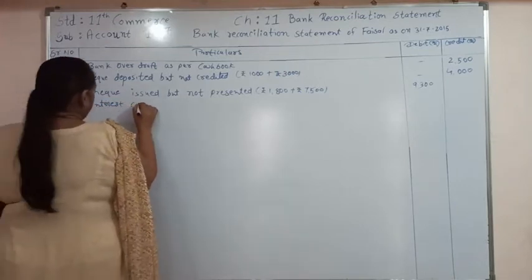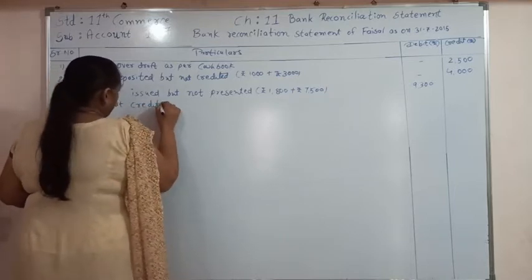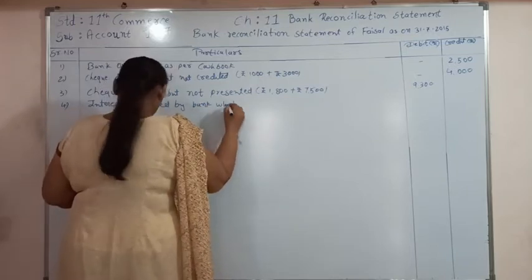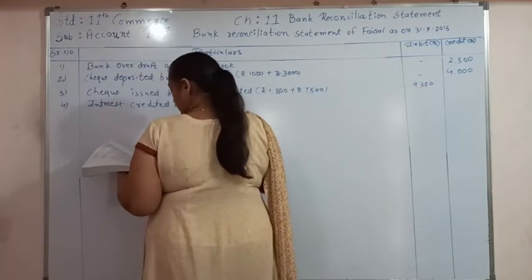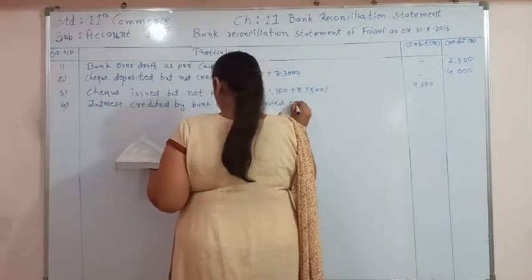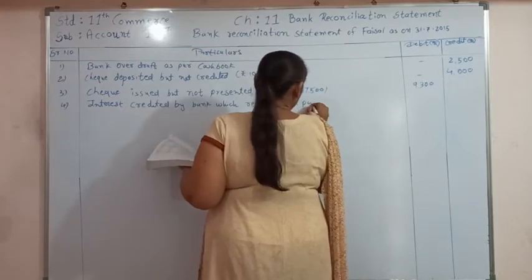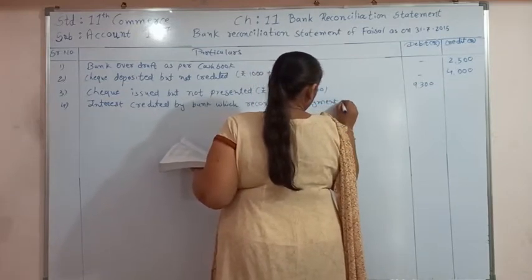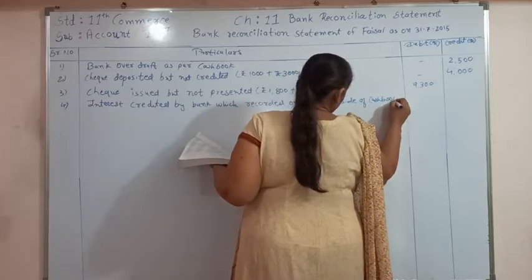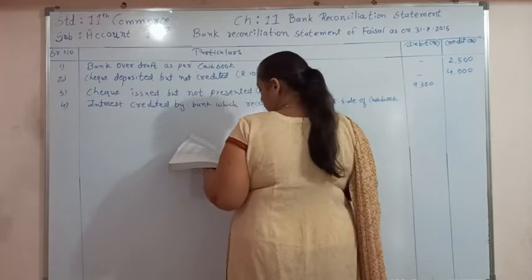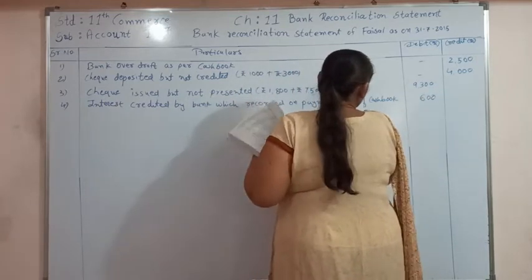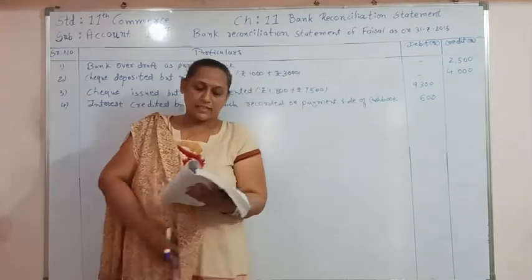Interest credited by bank which is recorded on payment side of cash book. So for that we have to write 2 times on the debit side. So it is 300 plus 300, 600.